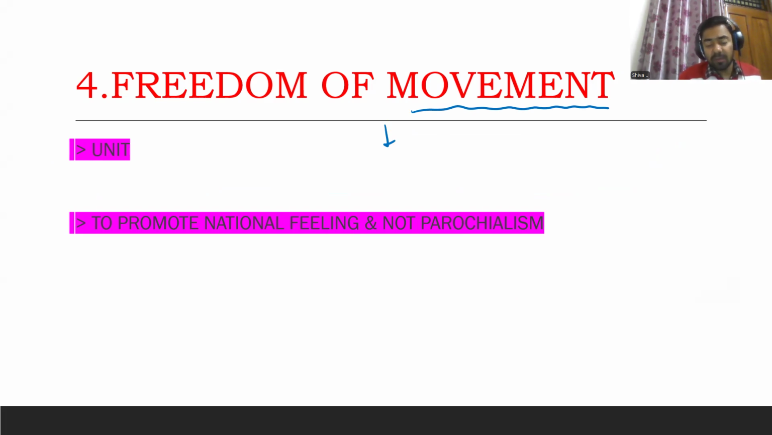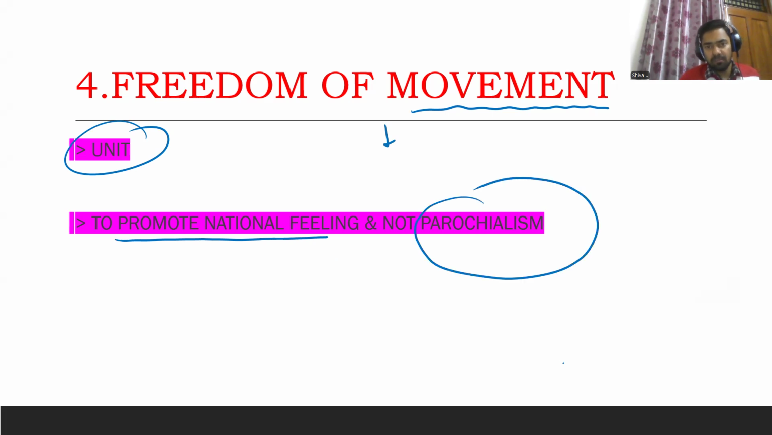For example, if we talk about the European countries, very, very small countries, you need to have a passport and visa and all. But here, no, India is a unit. You can move freely without any hesitation, without any passport and all these kinds of things. As a unit, the basic purpose is to promote the national feeling, nationalism, not narrow-mindedness, that is, parochialism.